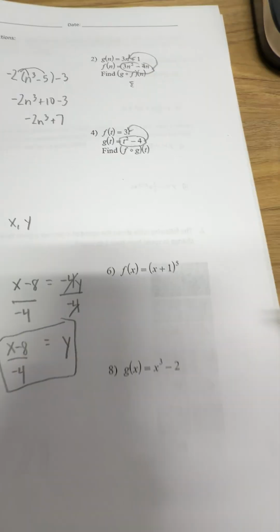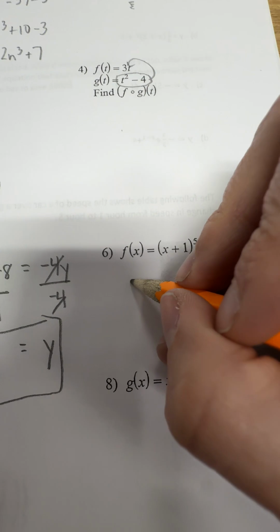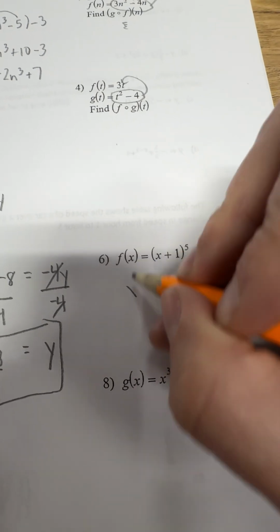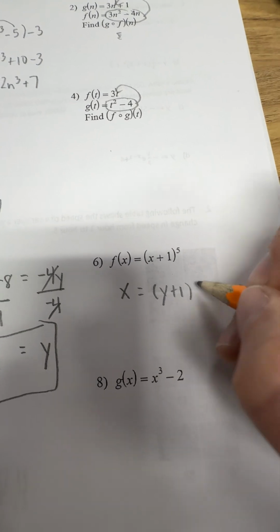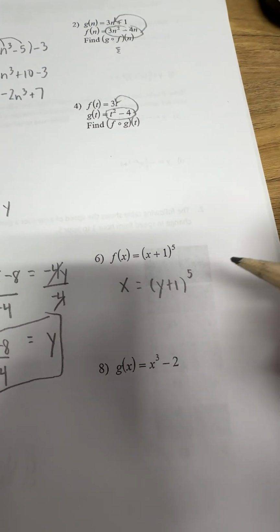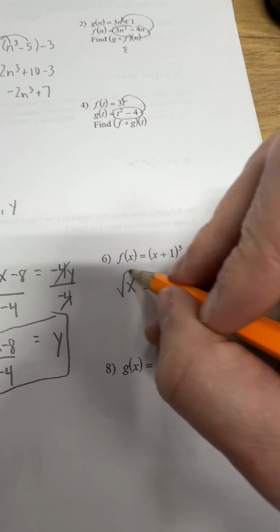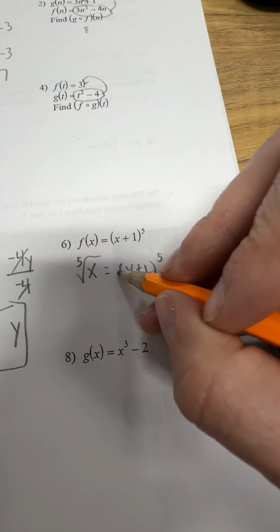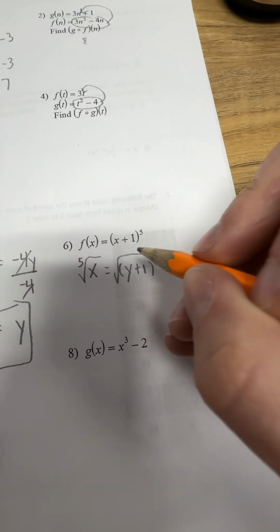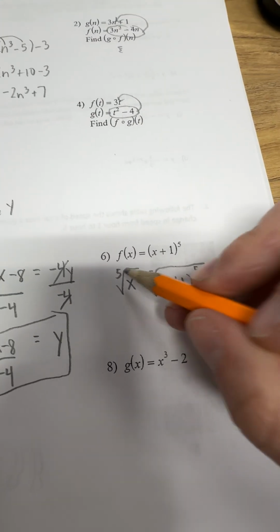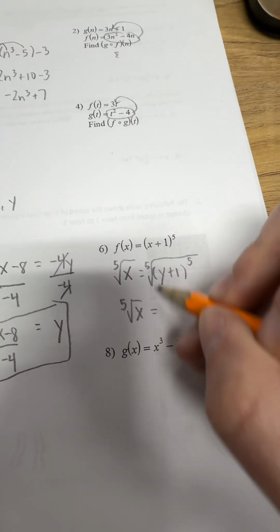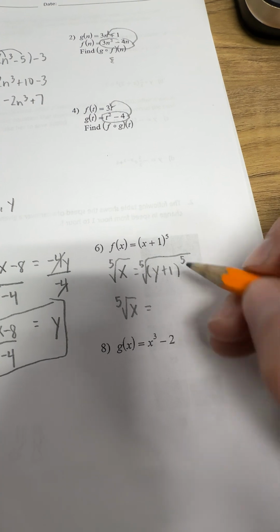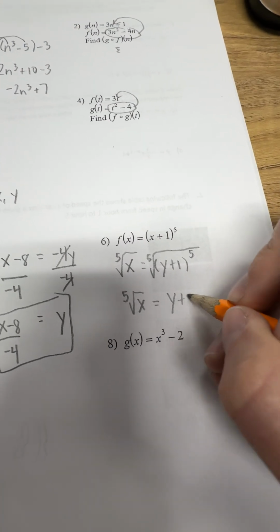All right, and I could do the same thing here. Let's go ahead and do a harder one. This is going to be a y, so I'm going to change it to an x. This will be y plus 1 to the 5th. Okay, so now I'm going to take the 5th root of this. So taking the 5th root, just like taking a square root of a square, cancels. So now I'm left with the 5th root of x, and we should know that the 5th root and something to the 5th power cancels, so I get y plus 1.